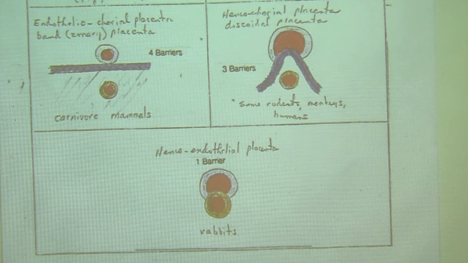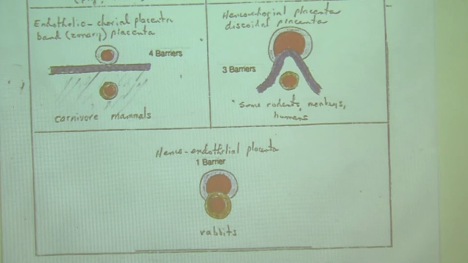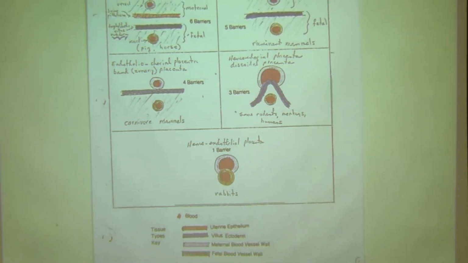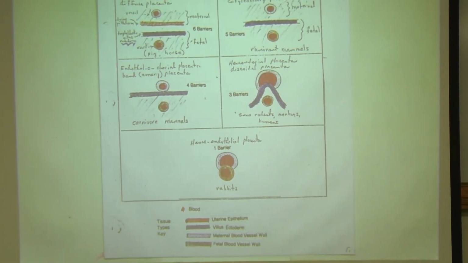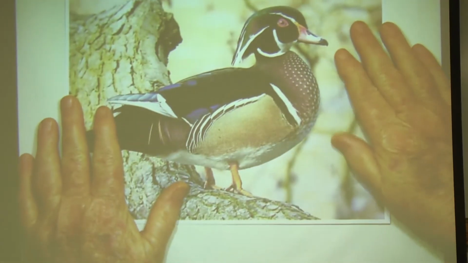That basically is the material that I want you to consider concerning the tissues and the physiology of the placentas that are found in mammals.